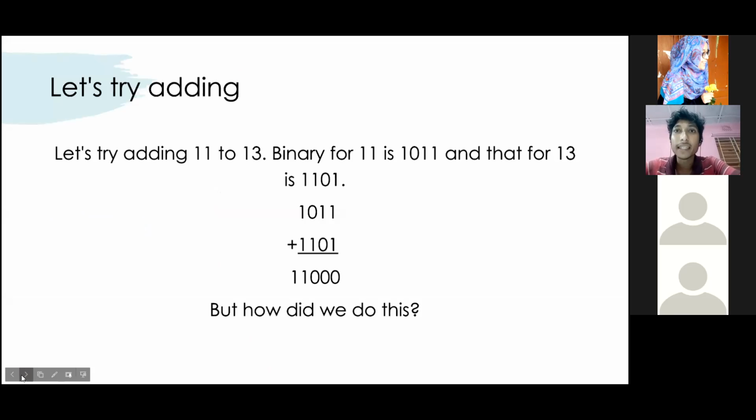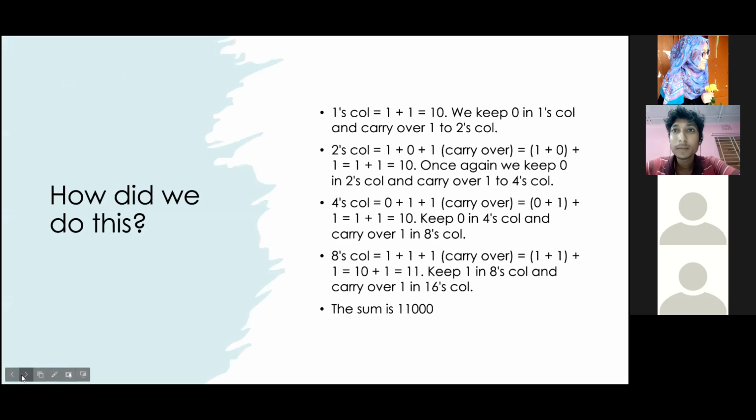Let's try adding 11 and 13. Binary for 11 is 1011, and for 13 is 1101. 1011 plus 1101 is equal to 11000. But how did we do this?